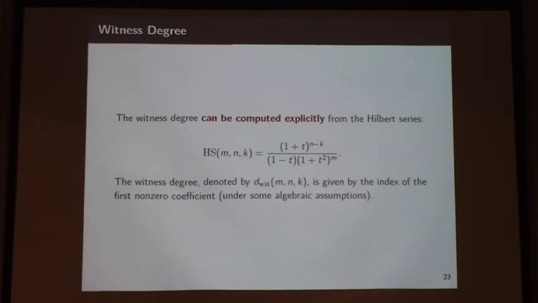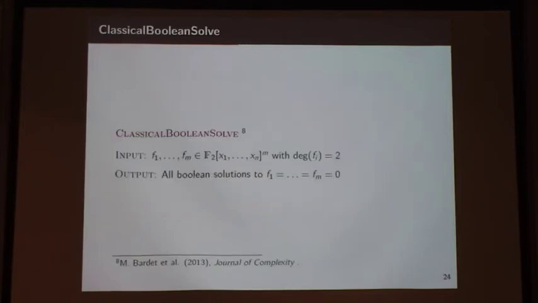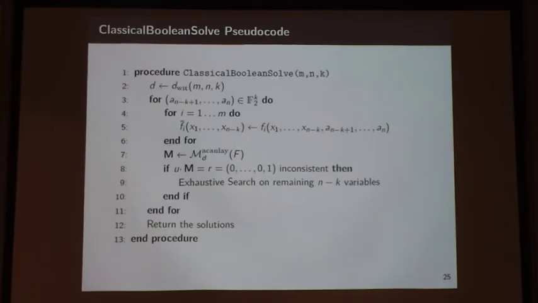So now that we can compute the witness degree, we know the dimensions of the polynomials and everything, I can give the classical algorithm. The classical Boolean solve takes as input a system of m equations over the F2 with n variables, and outputs all Boolean solutions. This is the pseudocode for the algorithm. As you can see, first we compute the witness degree, and then for every possible specialization of the last k variables, we specialize the system, construct the Macaulay matrix, check the consistency, and then if necessary, exhaust the image. And then return the solutions that we got.